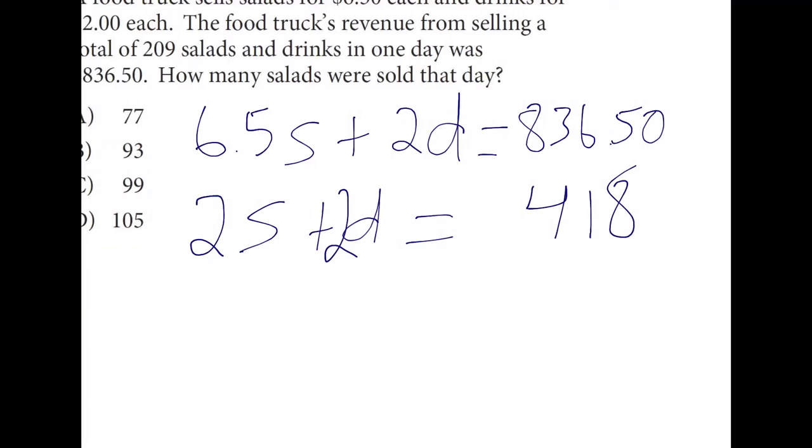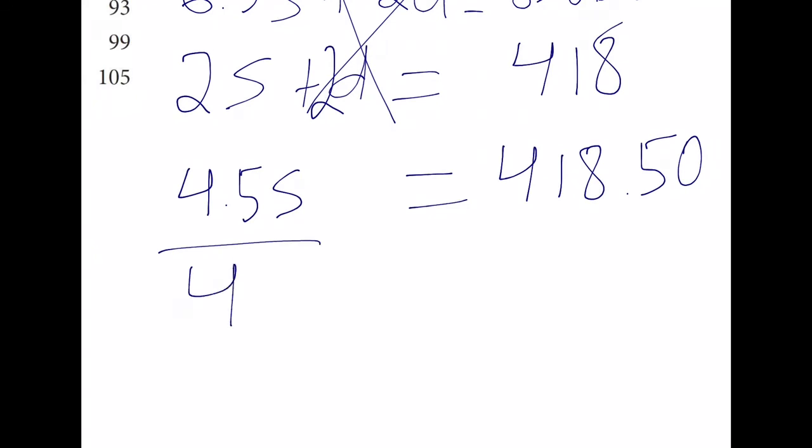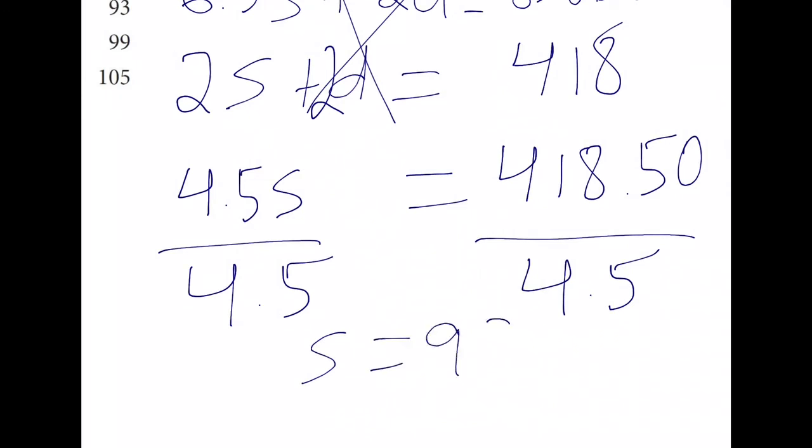This is great because then we'll be able to figure out how many salads. So let's do that. Subtracting straight down, I have 4.5s, the d's cancel out, and 836.50 minus 418 is 418.50. Then I will divide both sides by 4.5, and I get s is equal to 93.